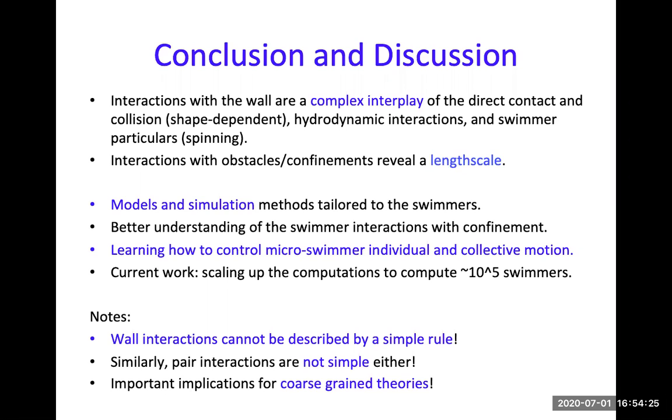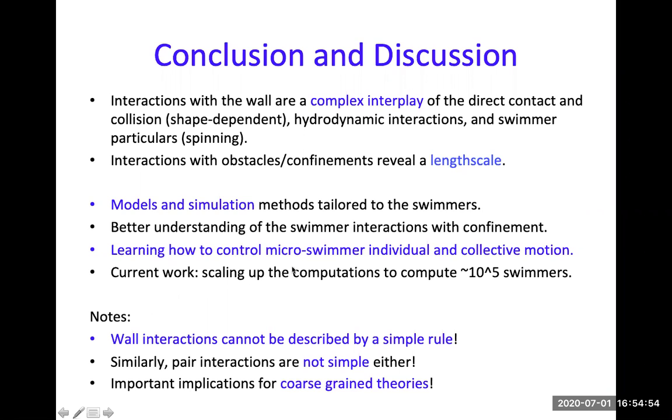And this will hopefully help us to understand better the swimmer interactions with confinement and how to control collective motion or individual motion. And we're currently scaling this up, right? So wall interactions cannot be described by a simple rule, whatever that may be. And pair interactions are also not simple, right? And this has implications for coarse-grained theories. So if you're building continuum theories, it won't be as straightforward.